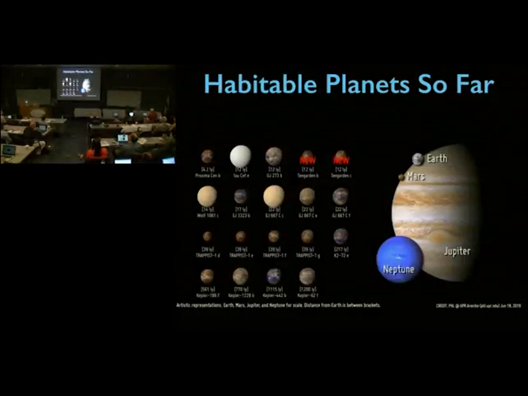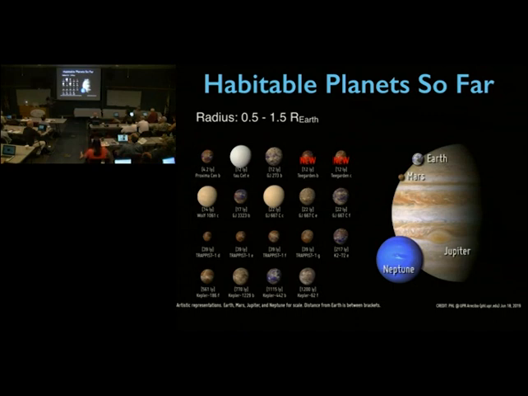Okay, so far, what is our census of habitable planets? I find it highly amusing that both Jason and I performed the same exact experiment of Googling this, and we found 2 completely different websites that catalog what the habitable planets are. So this is the Habitable Planet Catalog.